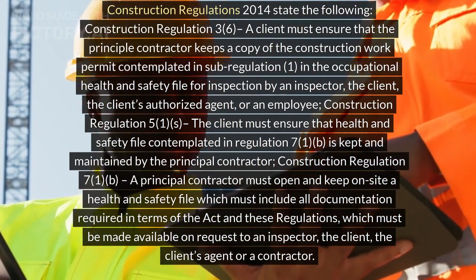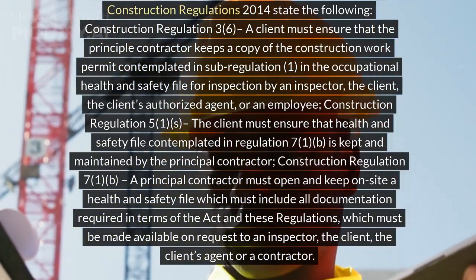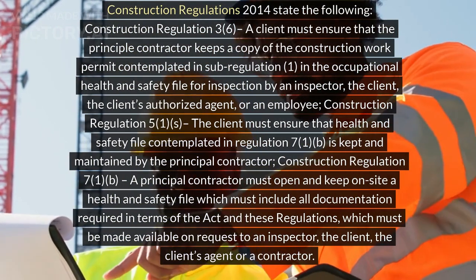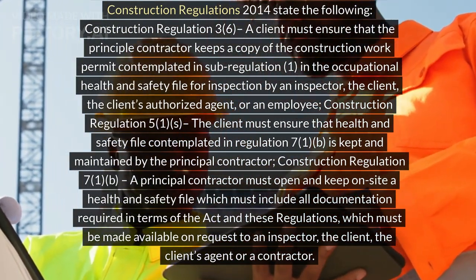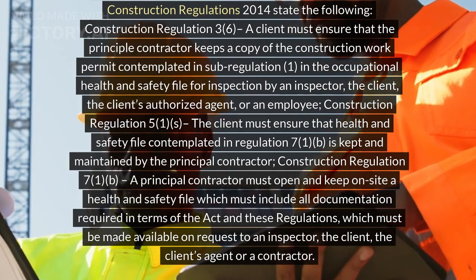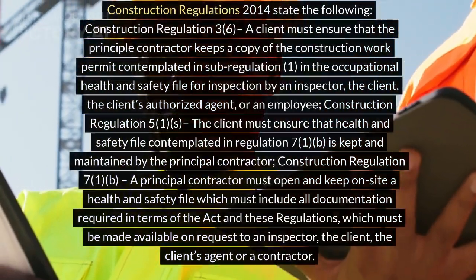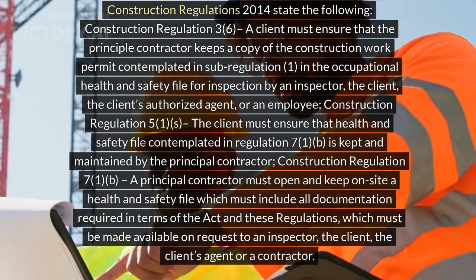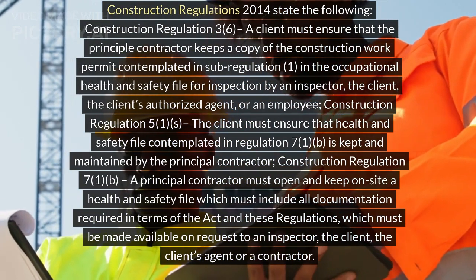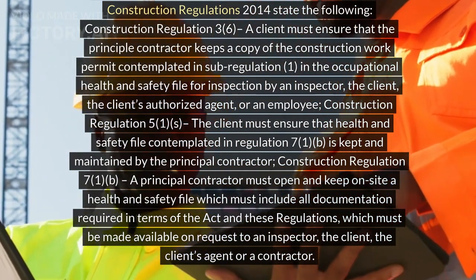Construction Regulation 3.6: A client must ensure that the principal contractor keeps a copy of the construction work permit contemplated in Sub-Regulation 1 in the Occupational Health and Safety file for inspection by an inspector, the client's authorized agent, or an employee. Construction Regulation 5.1: The client must ensure that the health and safety file contemplated in Regulation 7.1b is kept and maintained by the principal contractor.